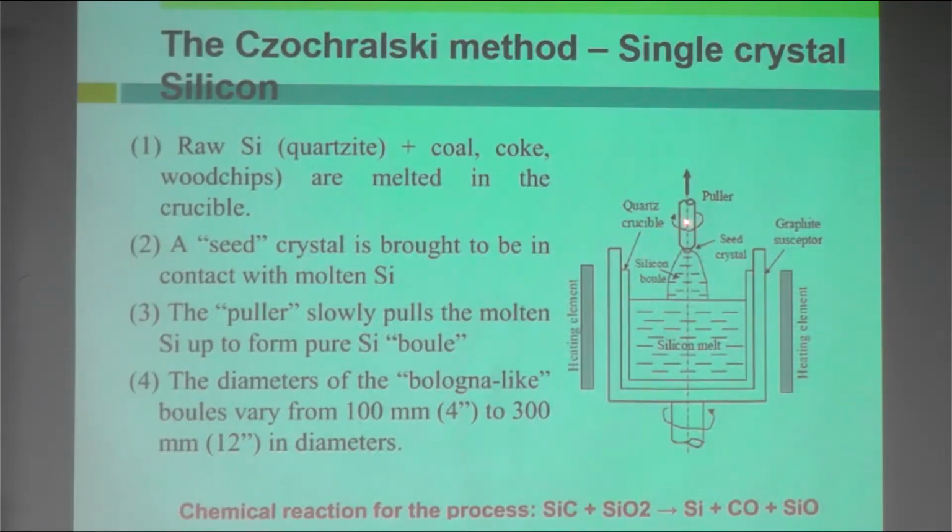what you call it, silicon bar. It's not a bar, it's a rod, a silicon rod kind of thing. So with this silicon, you pull it out of the crucible, then you get this silicon in a round shape, a single crystal. So you slowly pull the molten Si up to form a pure silicon ball.